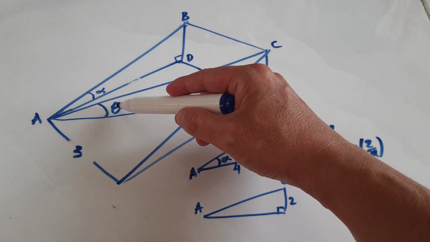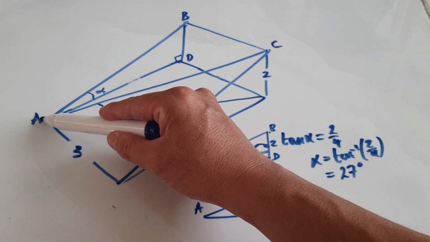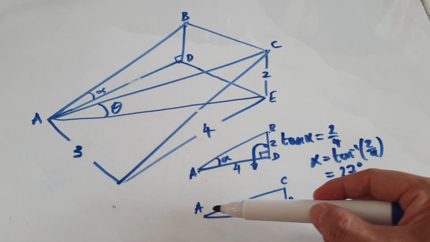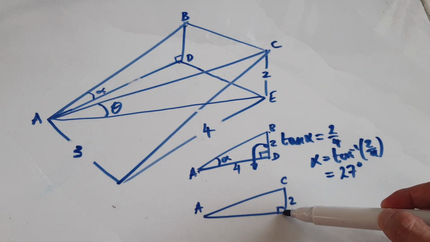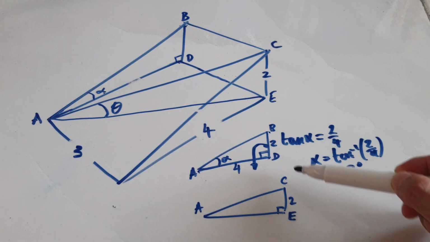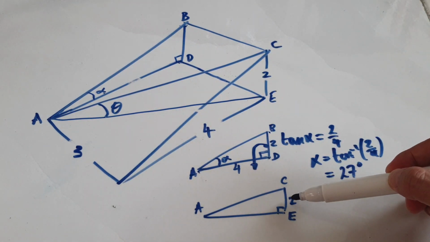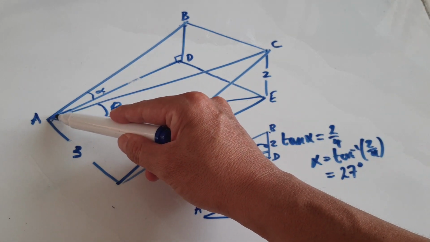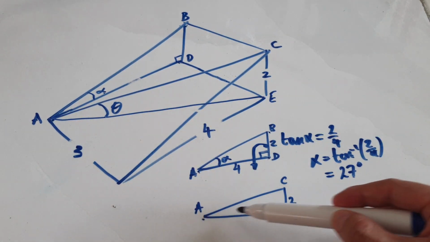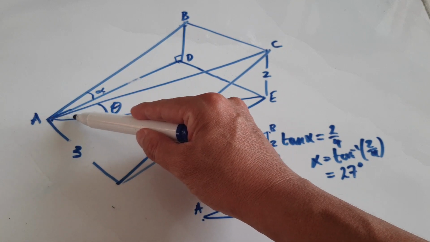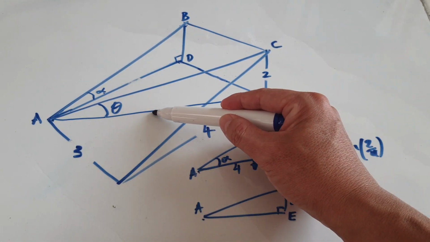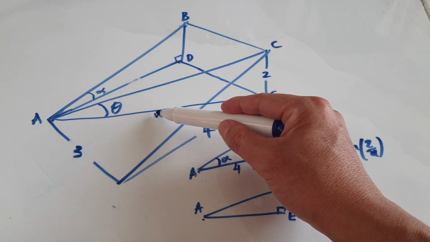So now let's work out theta. This triangle A, C, let's call it E, A, C, and straight down would be E. And the vertical height here is 2. And we need to know this length here from A to E. So this is AE. AE is this diagonal length across. So to work out the diagonal length, let's call the diagonal length W. We need to work out W first.